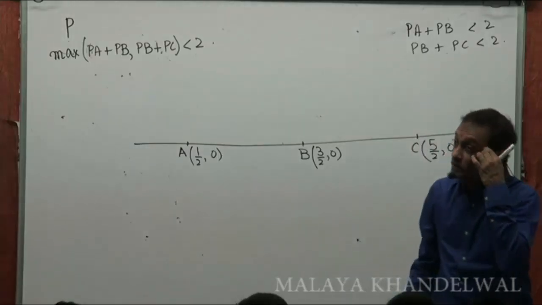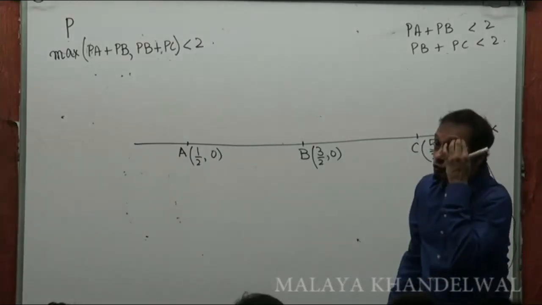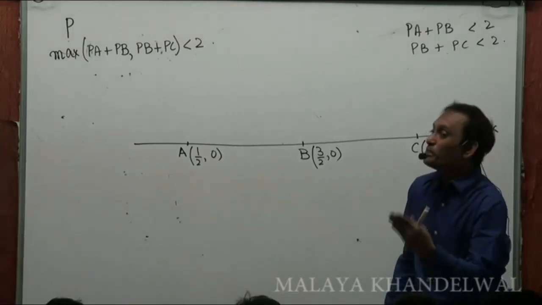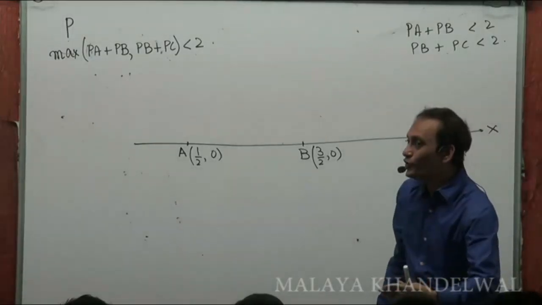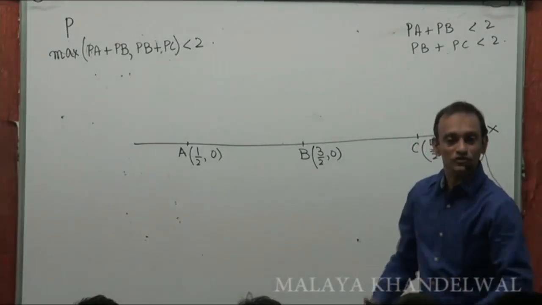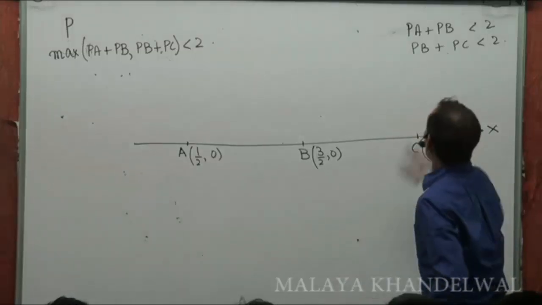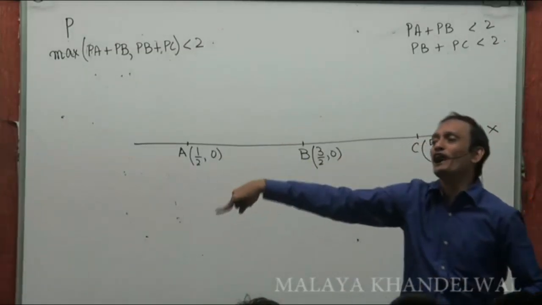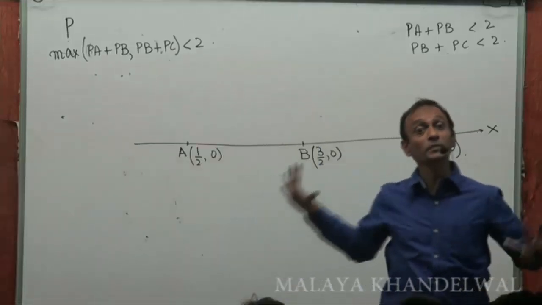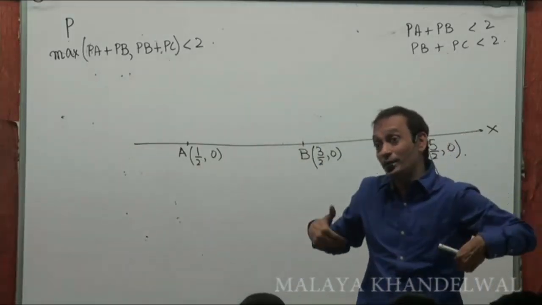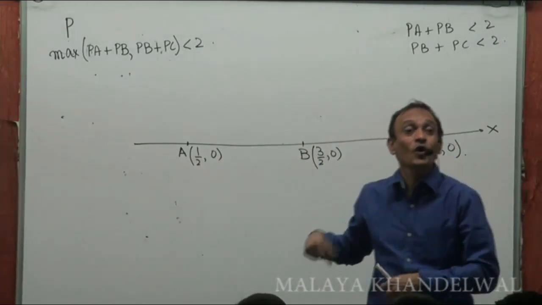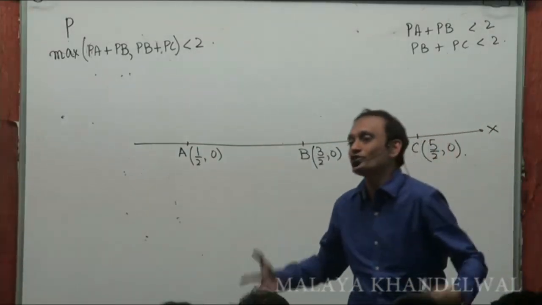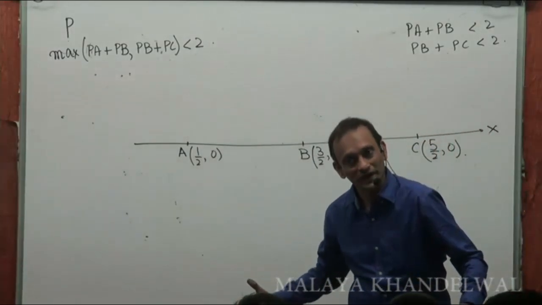Now, PA plus PB equal to 2 is an ellipse whose foci are A and B. PB plus PC equal to 2 is an ellipse whose foci are B and C. All points inside one ellipse would be PA plus PB less than 2. All points inside the other ellipse would be PB plus PC less than 2. Yes or no? Right?